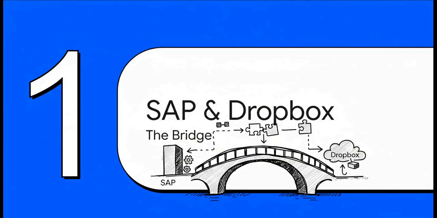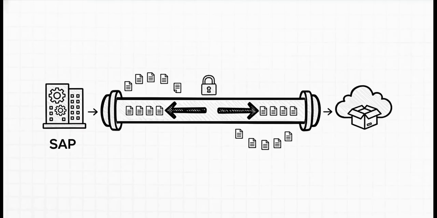Let's zoom out for a second and just look at the big picture of how this thing actually works. Probably the easiest way to wrap your head around it is to think of it like a secure digital pipeline. And the key thing here is that it's not a one-way street. This pipeline goes both ways. It can pull files from Dropbox into SAP, and it can push files from SAP right back out to Dropbox.